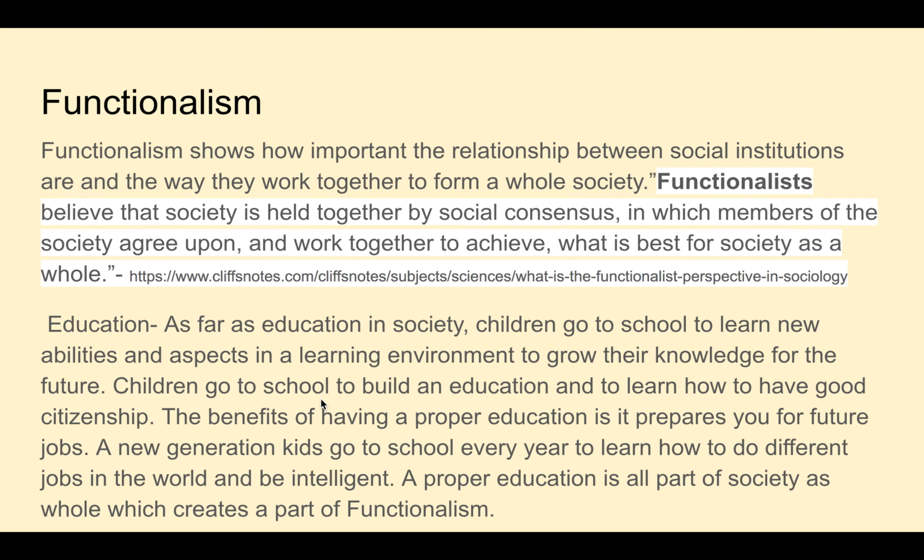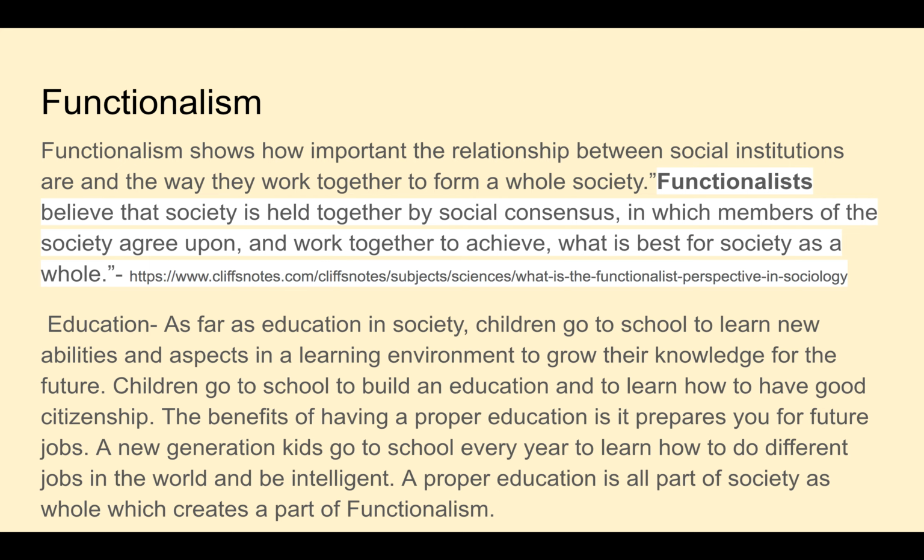Functionalism shows how important the relationship between social institutions is and the way they work together to form a whole society. Functionalists believe that society is held together by social consensus, in which members of the society agree upon and work together to achieve what is best for society as a whole. To give an example of that, we look at education.